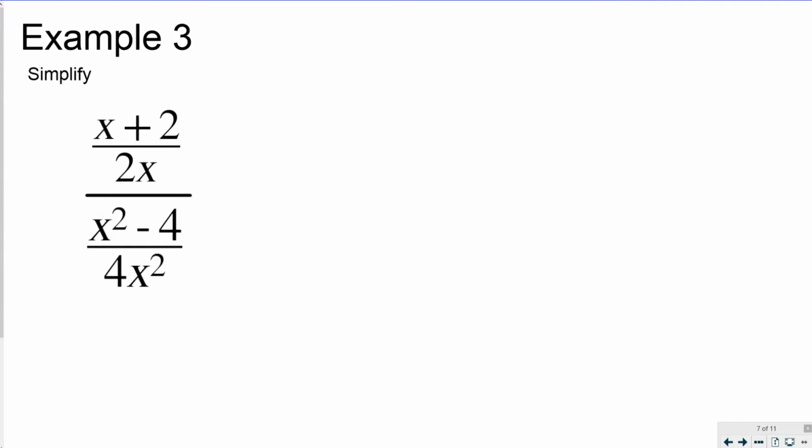Okay, we have another example, kind of the same thing, where we have two simple expressions over each other. So remember that we need to rewrite it as the division of two things, and then we're going to flip, factor, cancel, rewrite. So I'm going to have x plus 2 over 2x divided by x squared minus 4 over 4x squared.